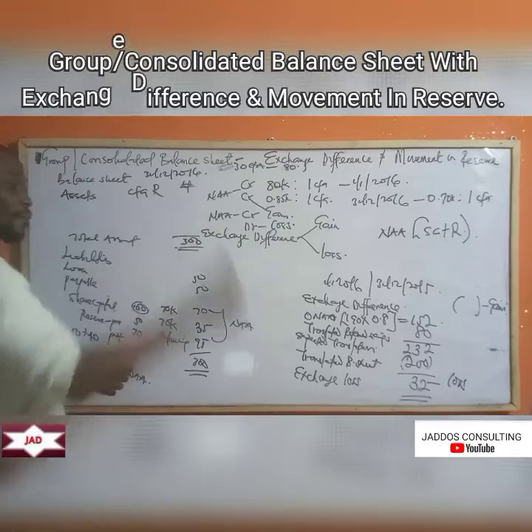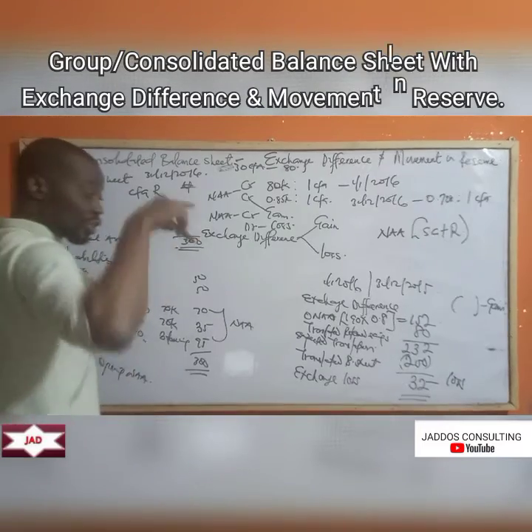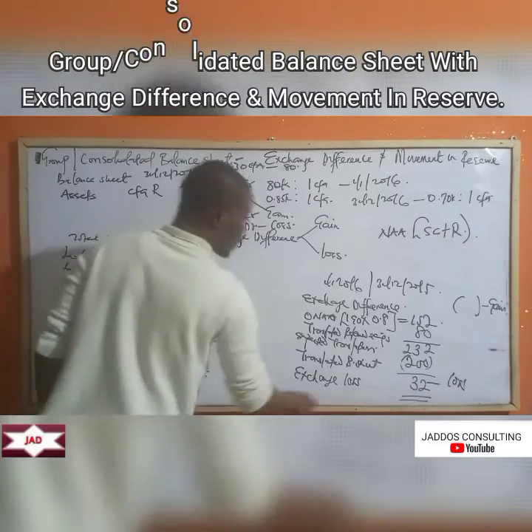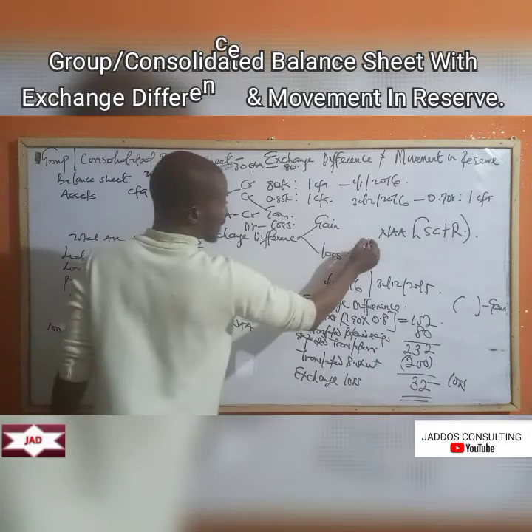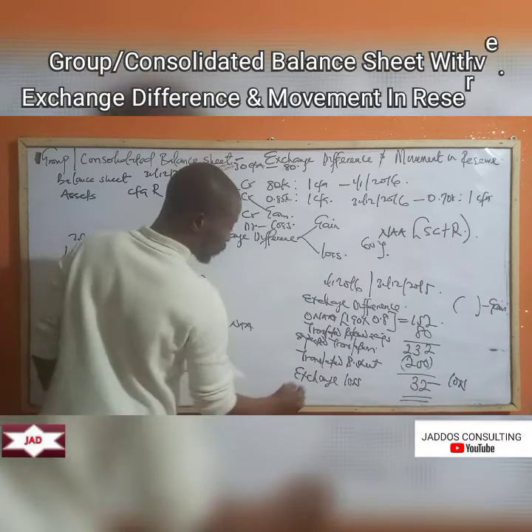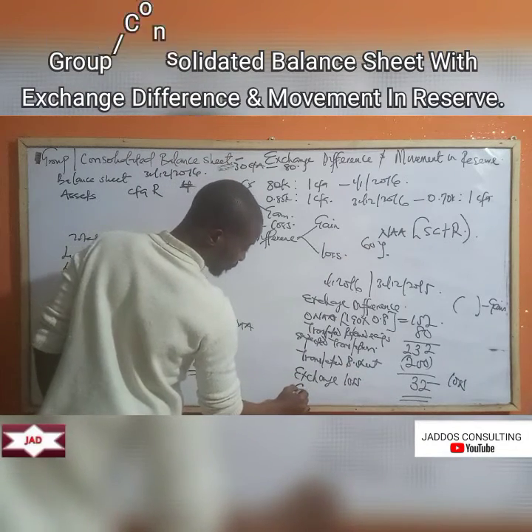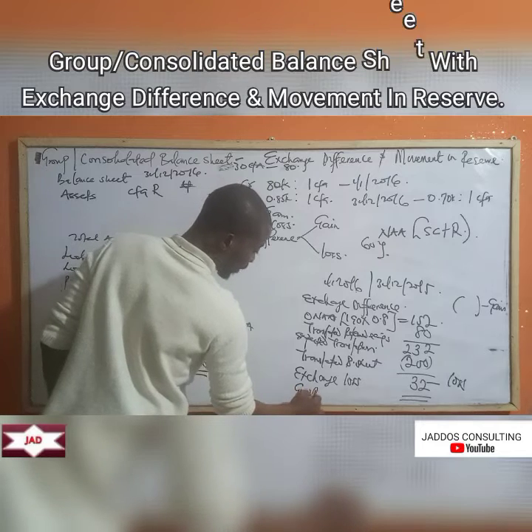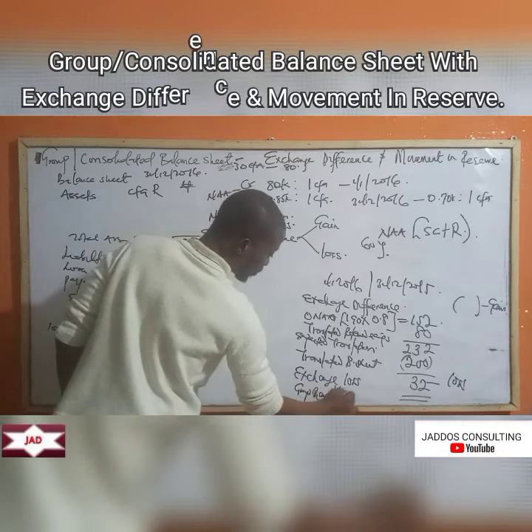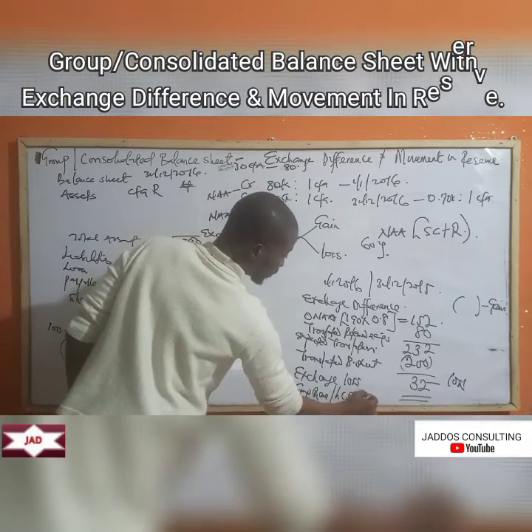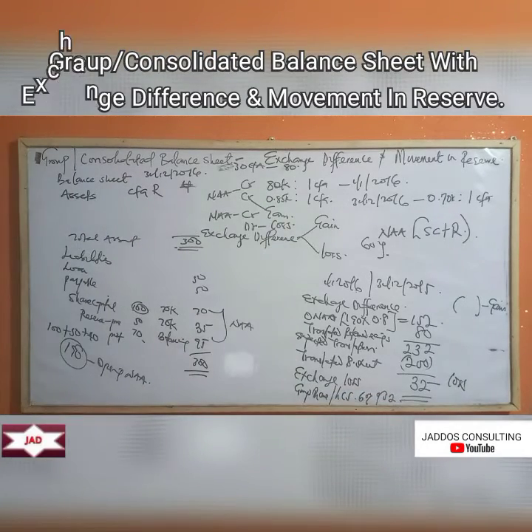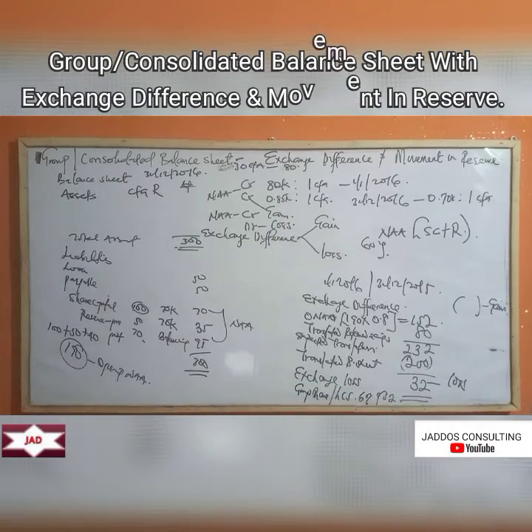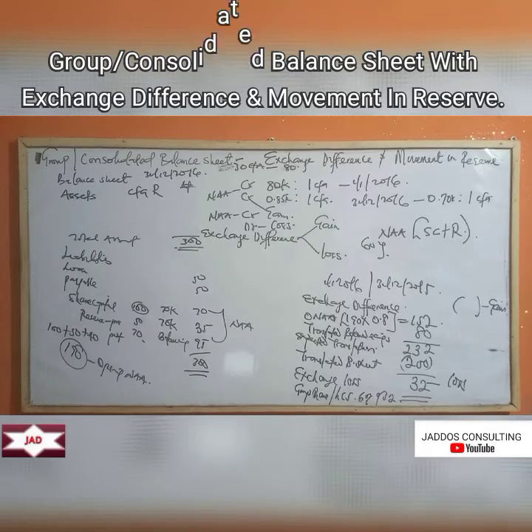Now for the share of this loss, the holding company will take its share. So the holding company has, let's say, 60%. So the holding company's share, you can call it the group share or the holding company share, will be 60% of 32. So what do you have? 0.6 times 32. That's 19.2.